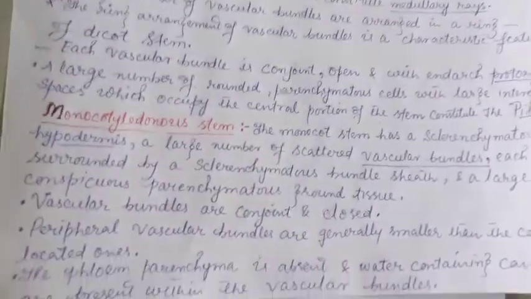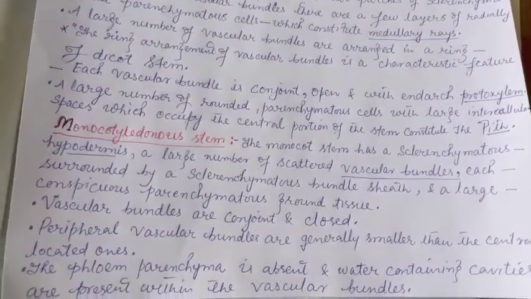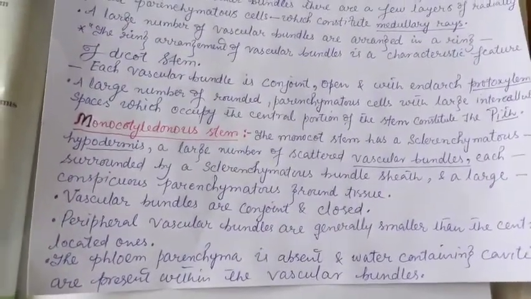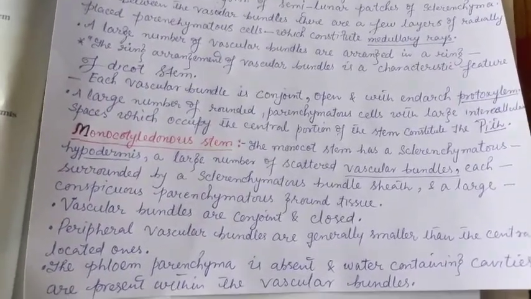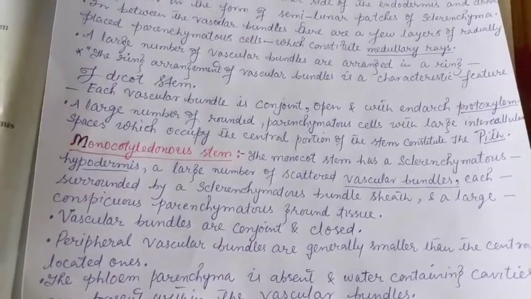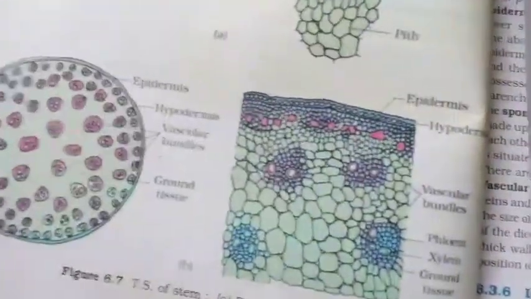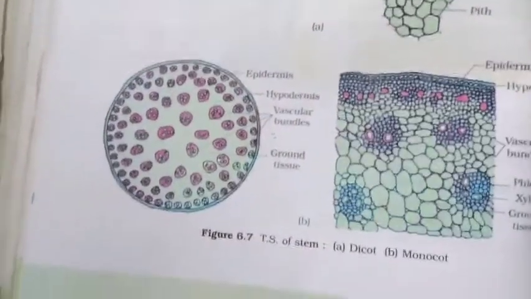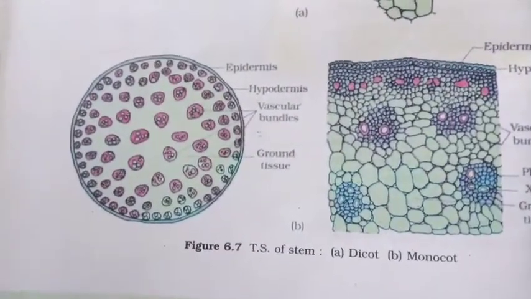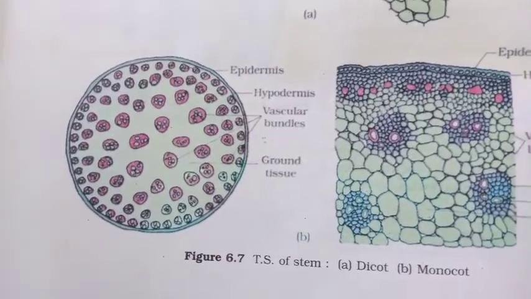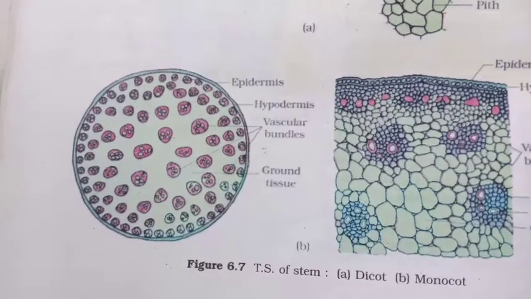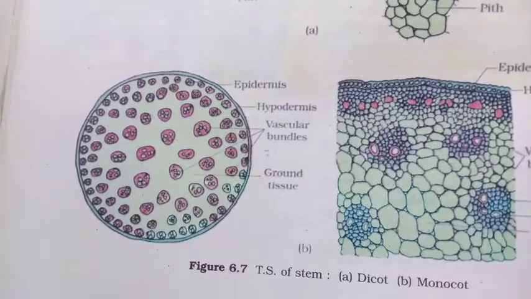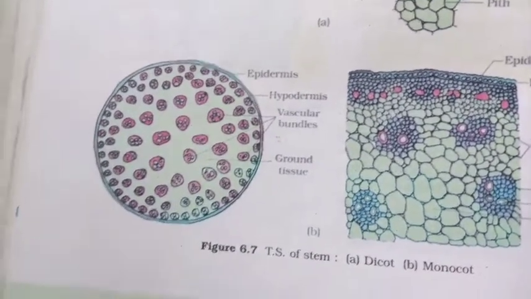And now the monocot stem. The monocot stem has a sclerenchymatous hypodermis, a large number of scattered vascular bundles, each surrounded by a sclerenchymatous bundle sheath, and a large conspicuous parenchymatous ground tissue. Here is the transverse section of a typical monocot stem, with epidermis on the outer side, and then the hypodermis, and then the scattered vascular bundles and the ground tissue.